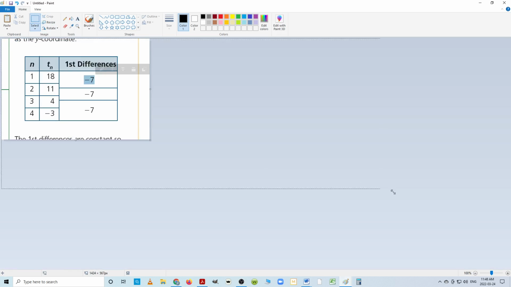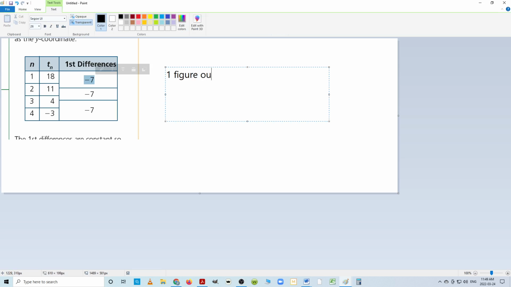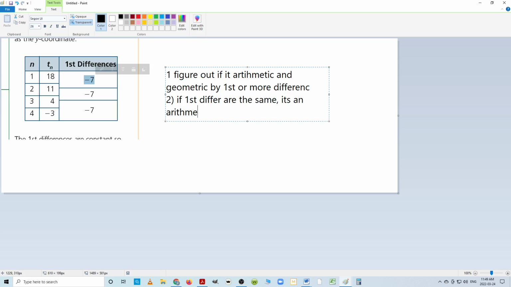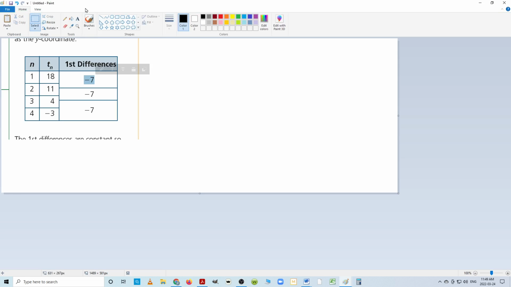So, what were my steps? Figure out if it's arithmetic or geometric by first taking first differences, or more differences. If first differences are the same, it's an arithmetic sequence. You can stop. Since the first differences are the same here, it's arithmetic. We can stop. What's my first term?